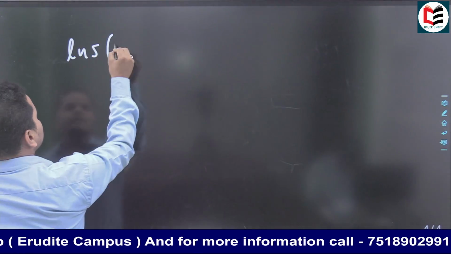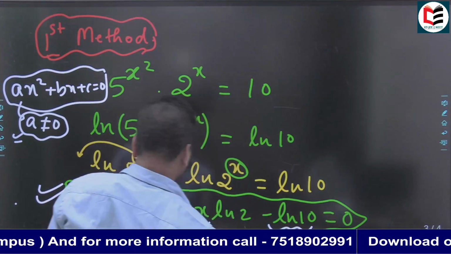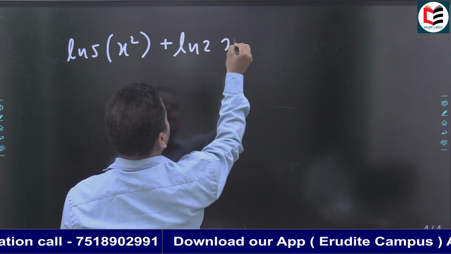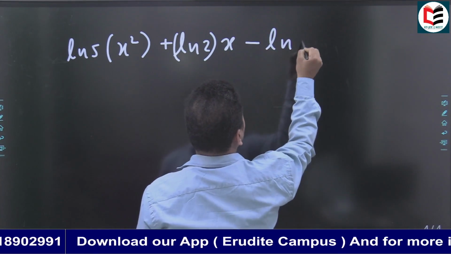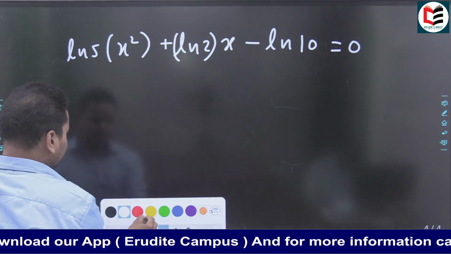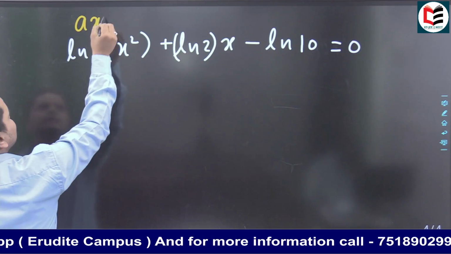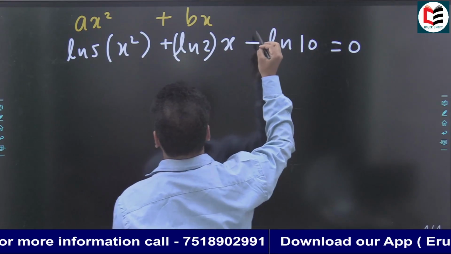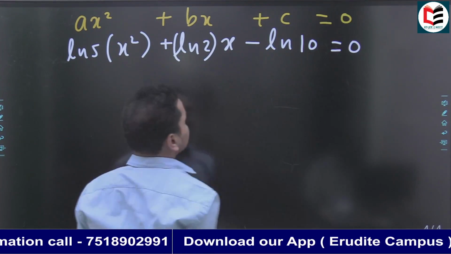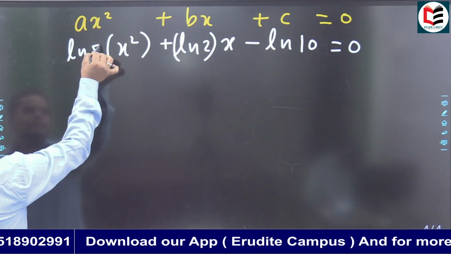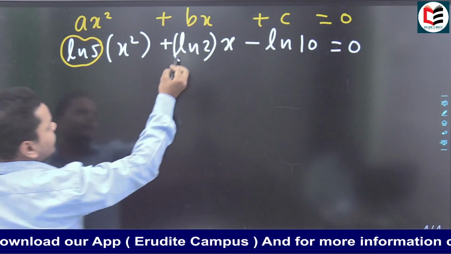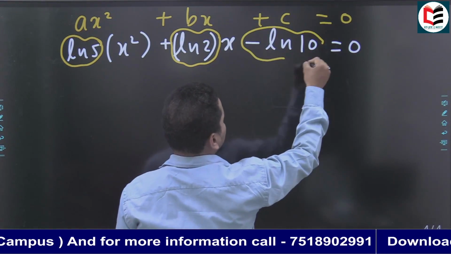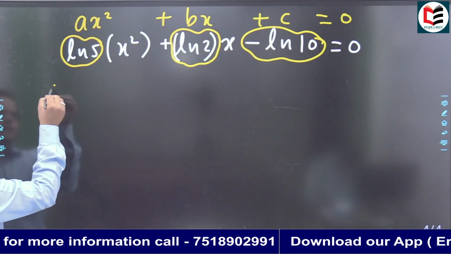Ln 5 times x square plus ln 2 times x minus ln 10. You know very well that if we compare it with the standard general form of a quadratic equation, ax square plus bx plus c equals 0, then what we will get? This ln 5 equates with a, the value of b will be ln 2, and the value of c will be ln 10.